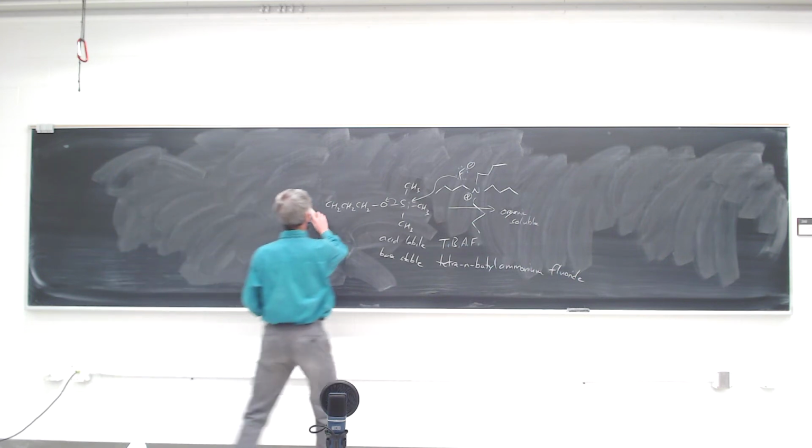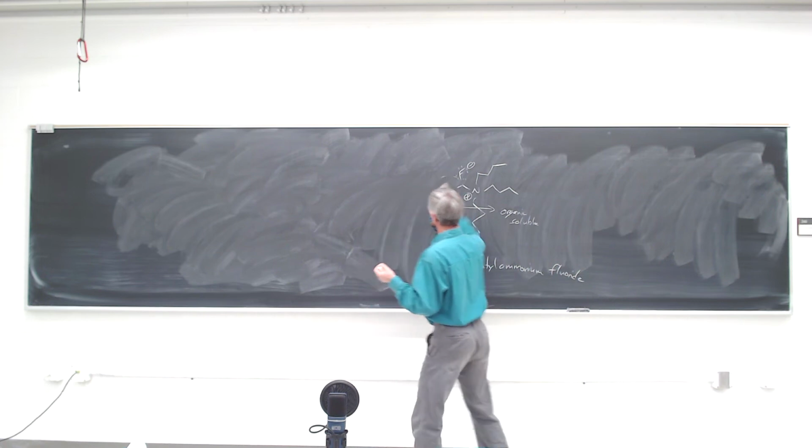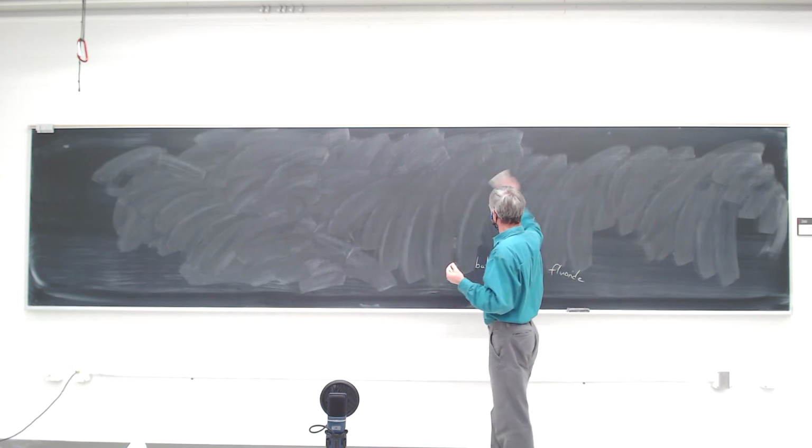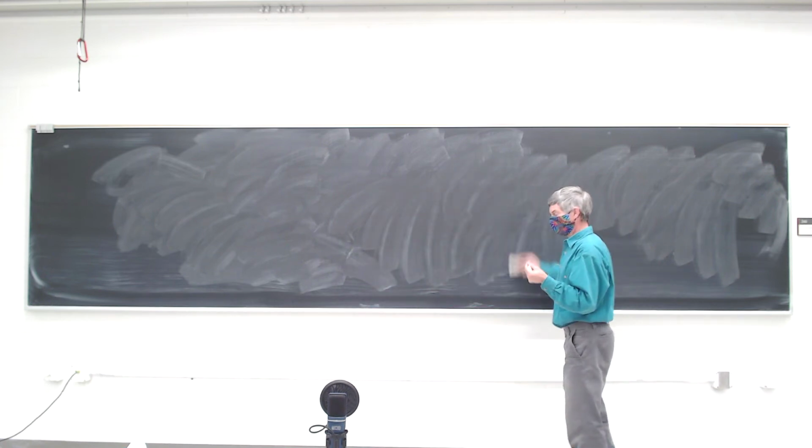Okay, thank you. The acetonide is a specific protecting group for vicinal diols that doesn't work on regular ones.